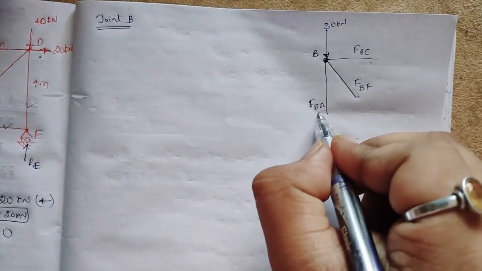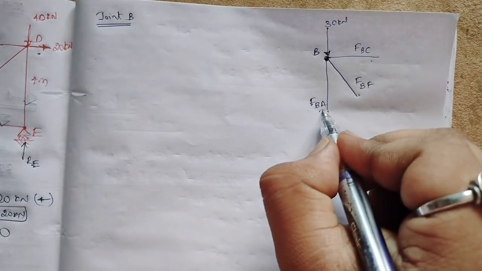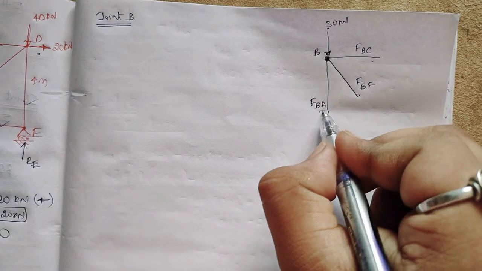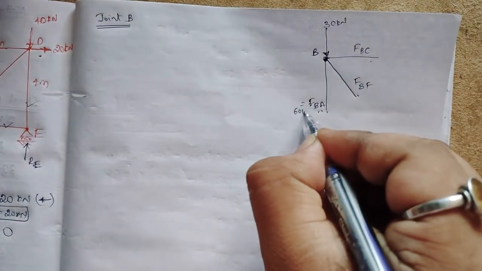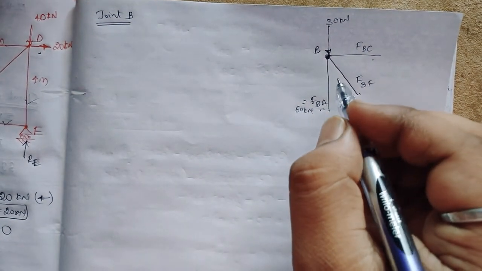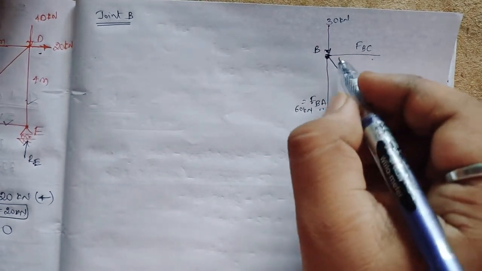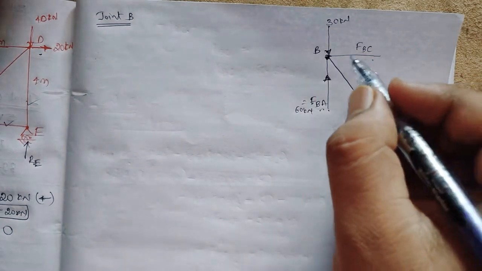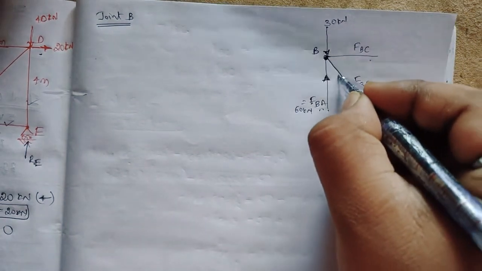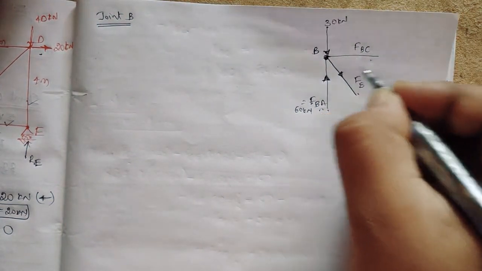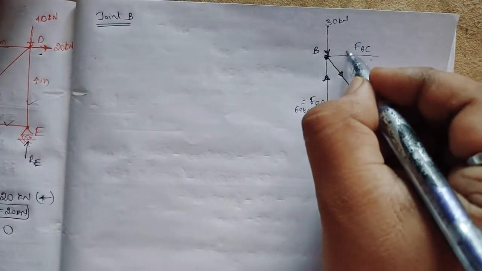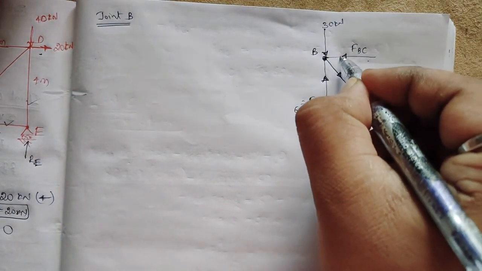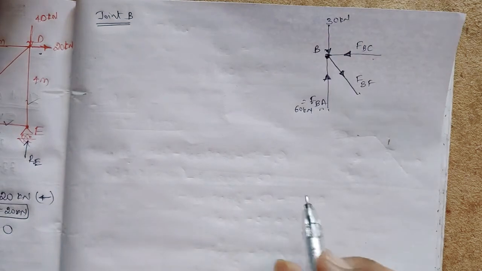We already found FBA, or FAB, which I found as 60 kilonewton. It is already 60 kilonewton, and I also know the direction of this force, that is towards B. So I'll assume this one now. These I'll take as moving outwards. So this FBC is also moving towards B.